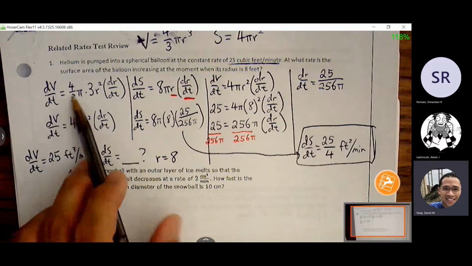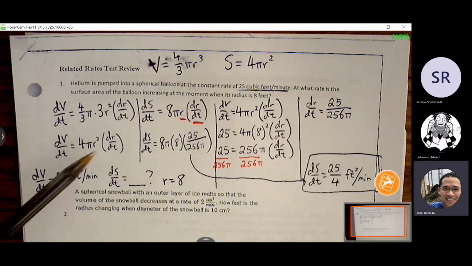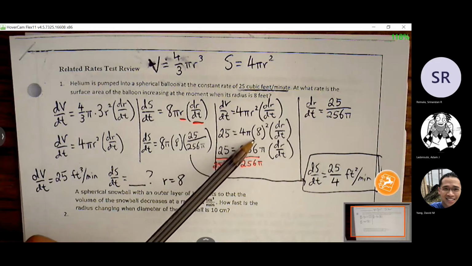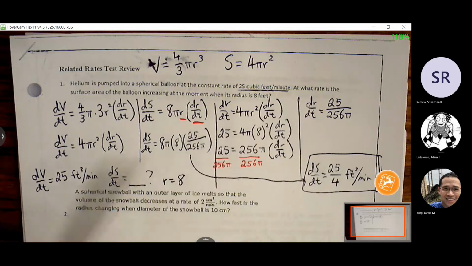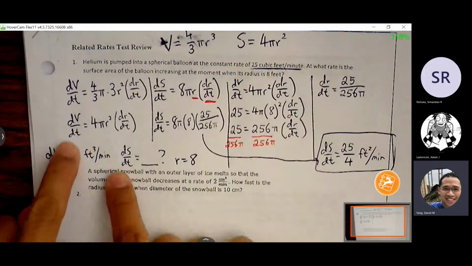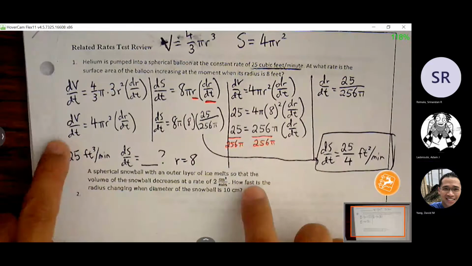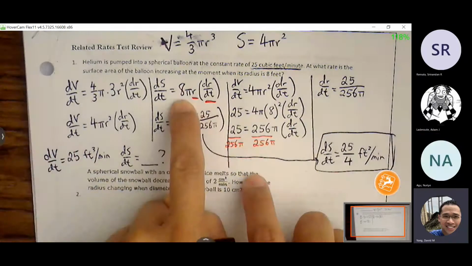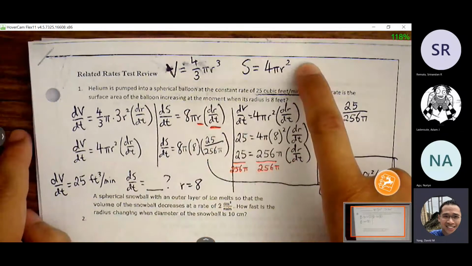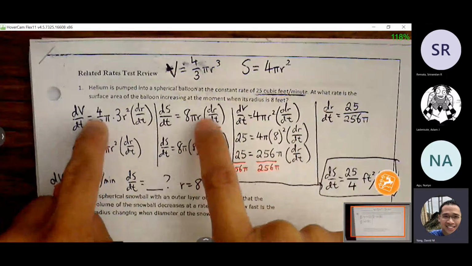Why did I find the derivative of... Oh, I did, right? I used dV/dt. I plugged 25 into this equation. I just moved it over here. Wait, then what is the 8? Oh, right here. Yes. 8 pi r dr/dt, that's the derivative of my surface area equation. So I did the derivative twice, once for volume and once for surface area, because I needed both.